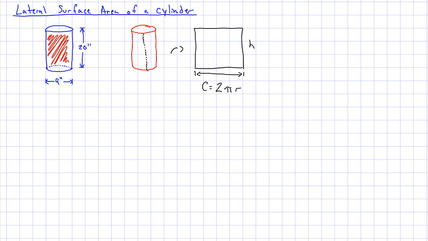So the formula for the lateral surface area is 2 pi r times h. And usually we just use an L to represent lateral surface area. So L equals 2 pi r h.